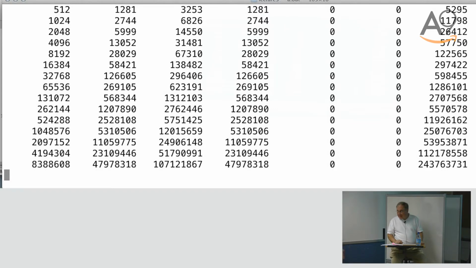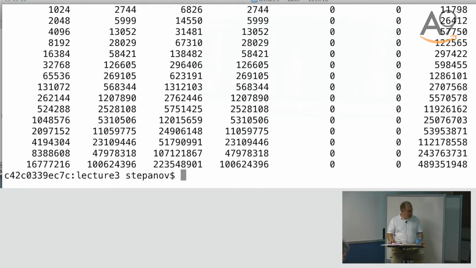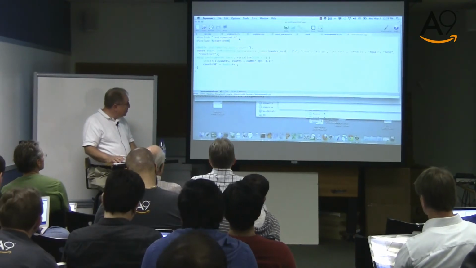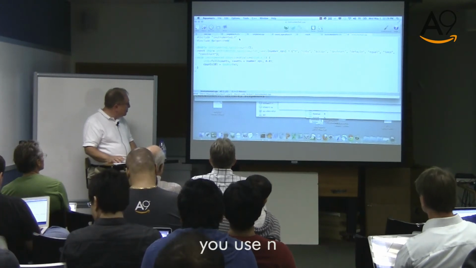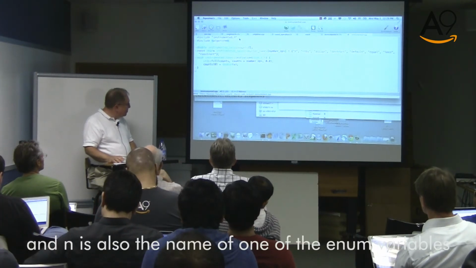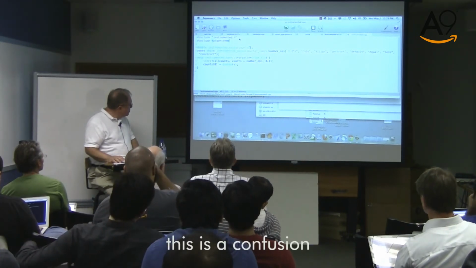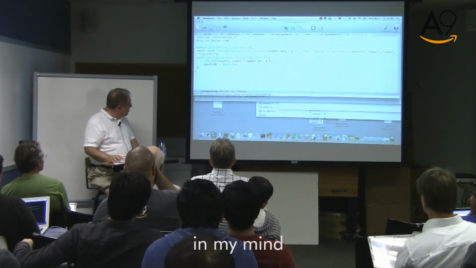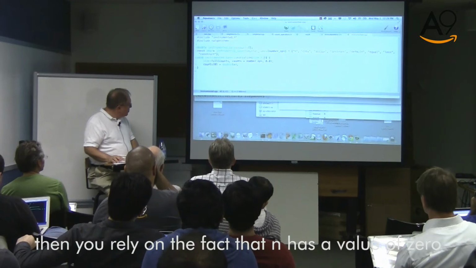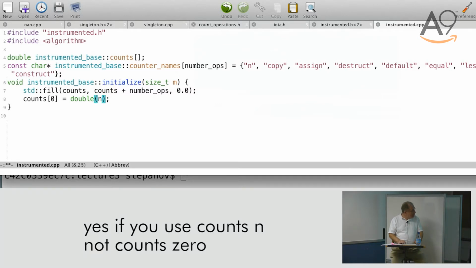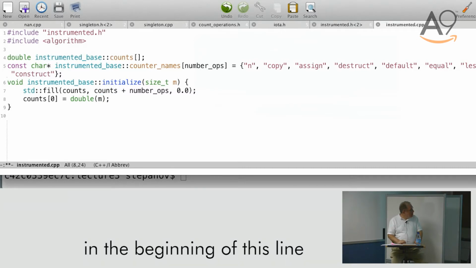Yes? Can we go to the instrumented.cpp, please? Absolutely. Can we go there? Yeah. So in the function initialize, you use parameter n, and n is also a name of one of the enum variables. This is a confusion in my mind. And then you also rely on the fact that n has a value 0. Would that help? Yes, if you use counts n, not counts 0. In the beginning of this line.